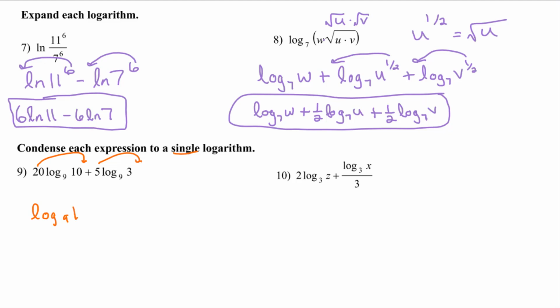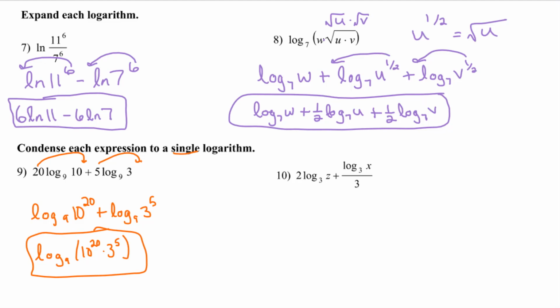Again, you could probably do some of this more quickly in your head. Like you might be able to just go straight to the answer, and that's fine. So the 20 moves over here to the 10, the 5 moves over here to the 3, and then they are both base 9 logarithms, so we can combine this into log base 9 of 10 to the 20 times 3 to the 5th. Now that 10 to the 20 suggests to me that we are not supposed to actually work this out because that's a really big number. And it said express it as a single logarithm. It didn't say anything about simplifying if possible, so we'll just leave it be.